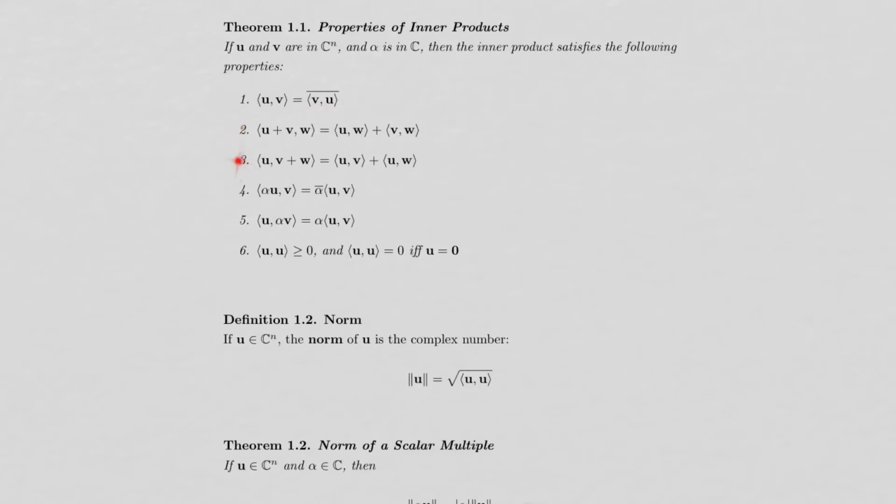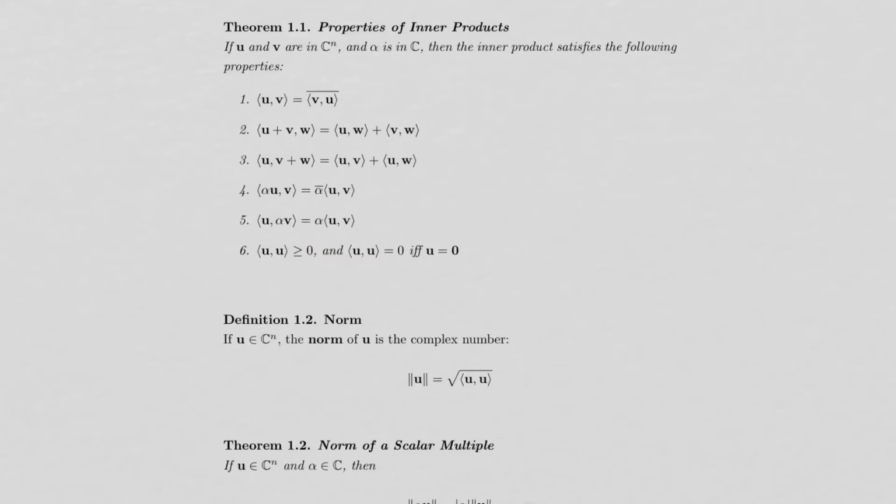There are a couple of distributive properties here. If I factor out a scalar, it depends whether the scalar is multiplying the first vector or the second vector, because of the definition of the inner product. If the scalar is multiplying the first vector, when it comes out, we take the conjugate of it. If it's multiplying the second vector, when we take it out, we don't take the conjugate of it.